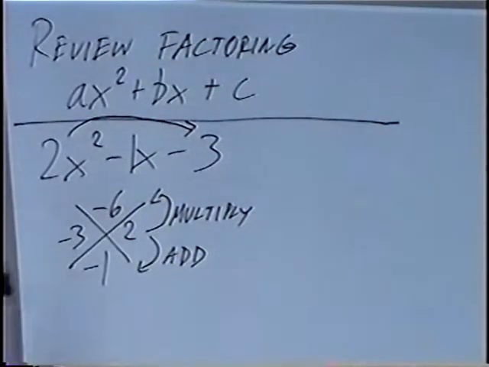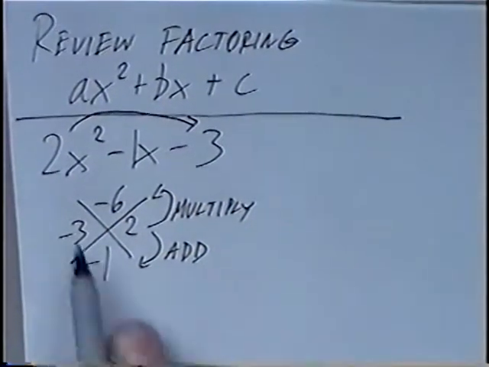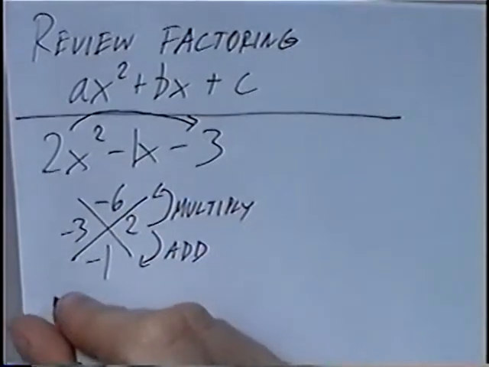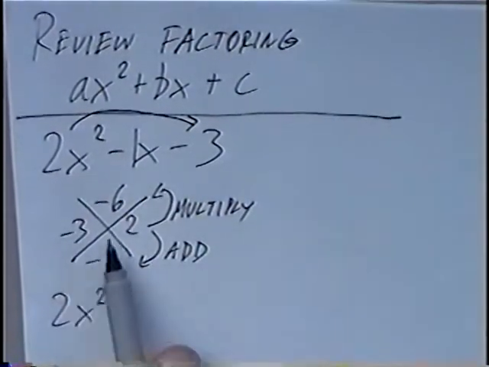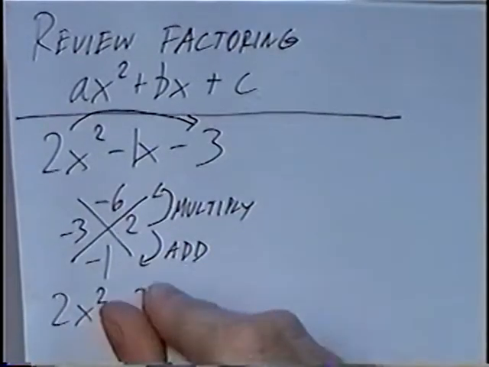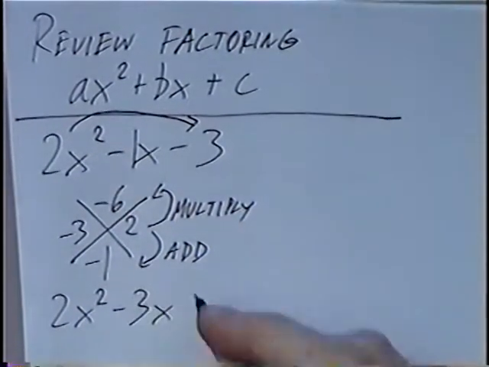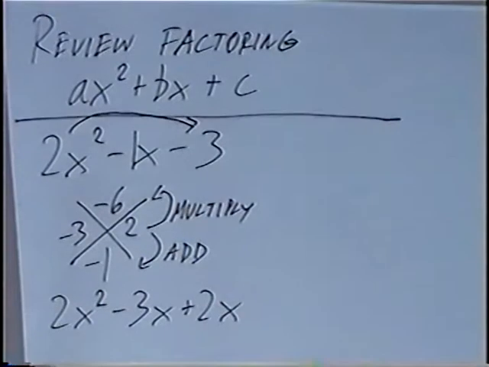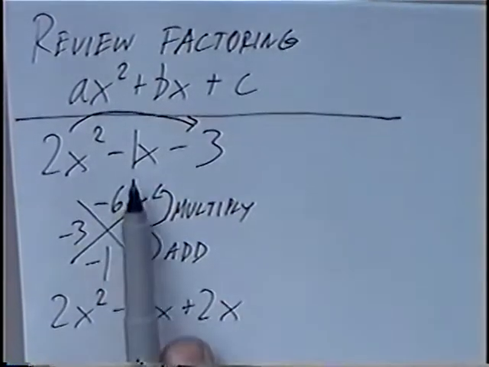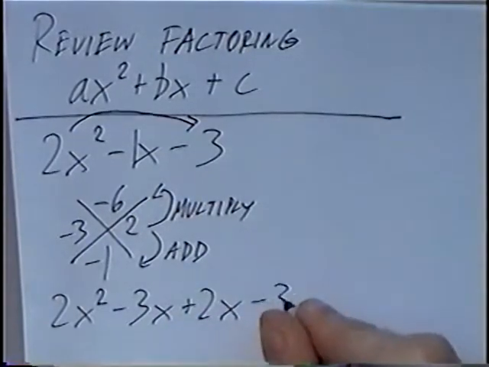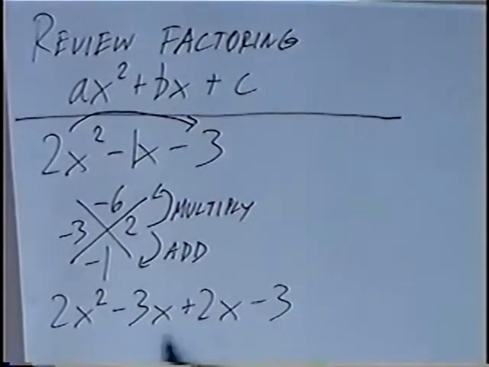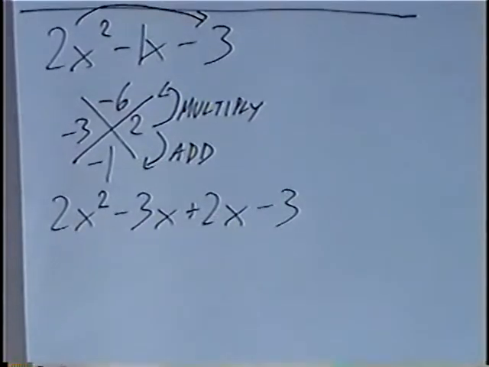The difference, again, when you have a coefficient in front of x squared, the answer is not x minus 3, x plus 2, but instead we'll rewrite the original question, 2x squared, but instead of negative 1x, we'll use the two numbers we found, negative 3x and positive 2x. Negative 3x plus 2x is the same as negative 1x, but when we bring down the extra number, negative 3, at the end, now we can solve by factoring by grouping.